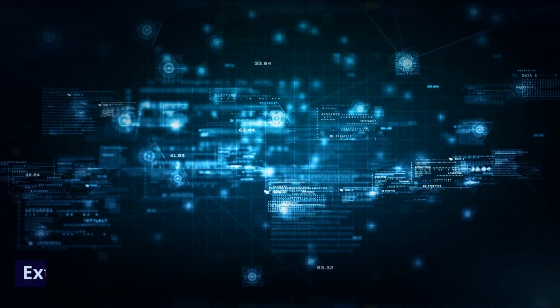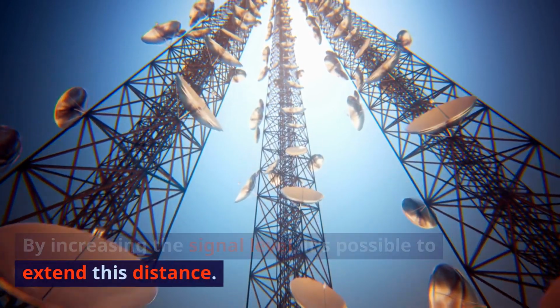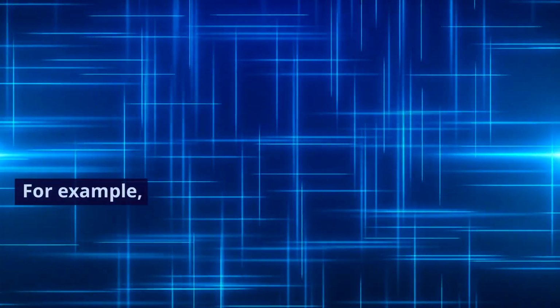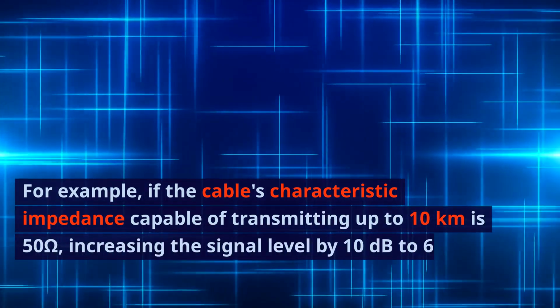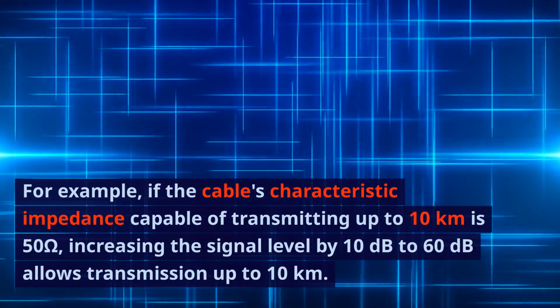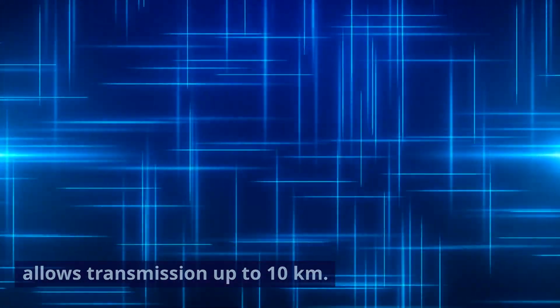2. Extending transmission distance. The transmission distance of a cable is limited by its characteristics. By increasing the signal level, it's possible to extend this distance. For example, if the cable's characteristic impedance capable of transmitting up to 10 km is 50 ohms, increasing the signal level by 10 dB to 60 dB allows transmission up to 10 km.